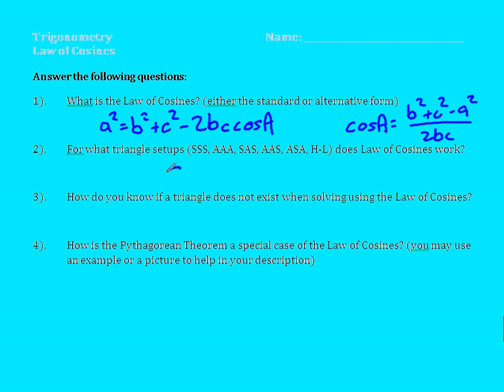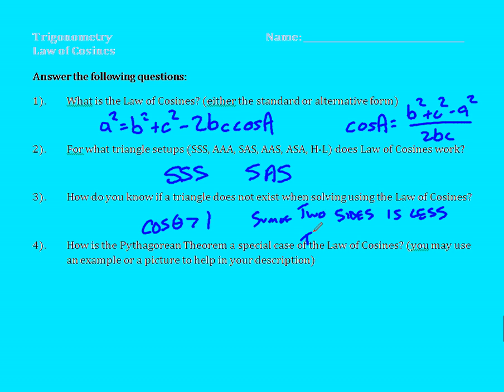For what triangle setups does it work? We said it works for side, side, side, and for side, angle, side, and that is it. How do you know if the triangle does not exist? When you're solving, you would end up getting cosine of theta is bigger than 1. That's your issue. Or you can say that the sum of two sides of a triangle is less than the third side. That's when the triangle just didn't exist. And you'll see that later on in this review. I think it was number 9 on this one where the triangle couldn't exist. So the sum of two is less than the third one.